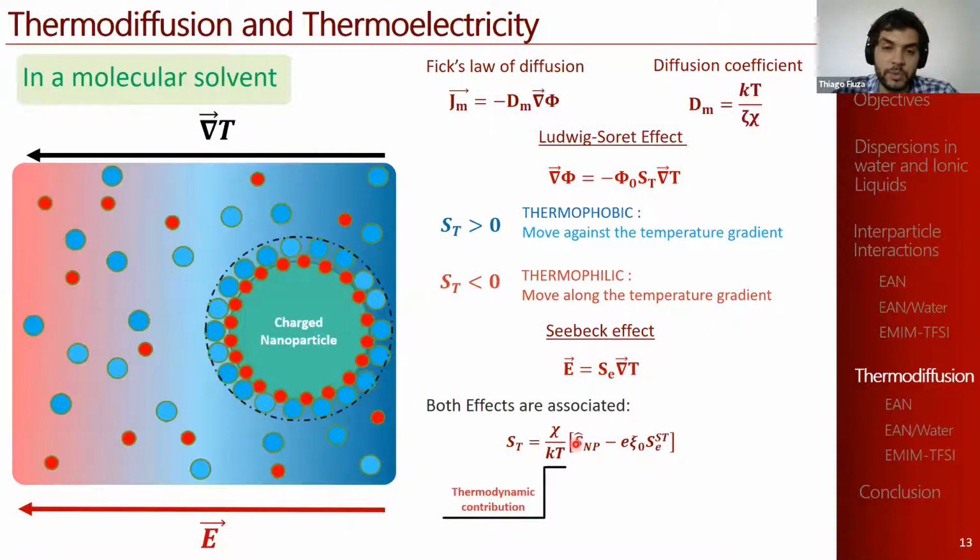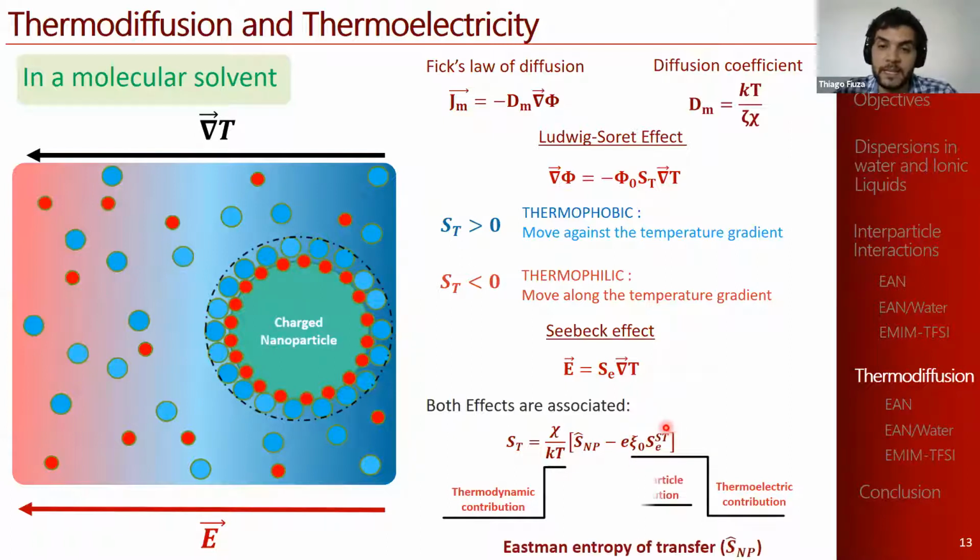We see that this first contribution here is thermodynamic, which is a function of the osmotic pressure and the temperature. And this last contribution is the thermoelectric term, in which we have the Seebeck effect at the steady state and the effective charge of the nanoparticle. Lastly, we have the single particle contribution, in which we have the Eastman entropy of transfer.